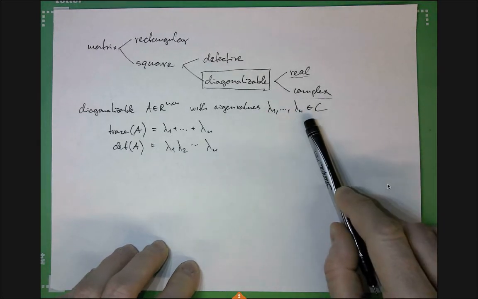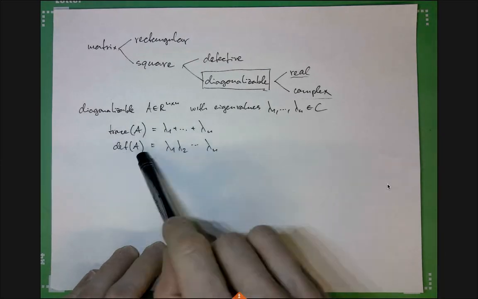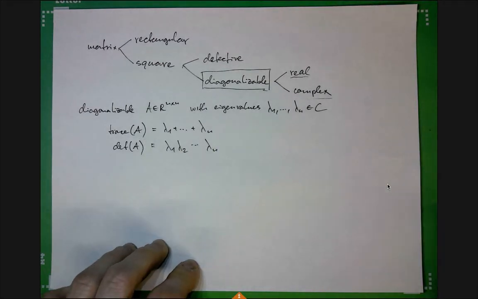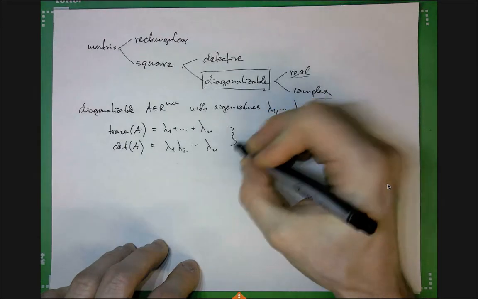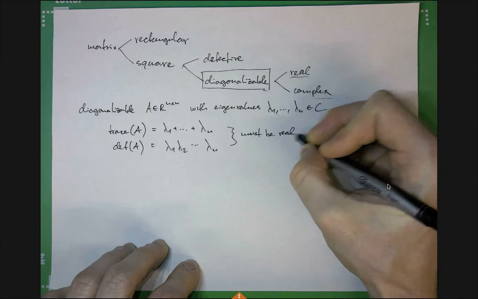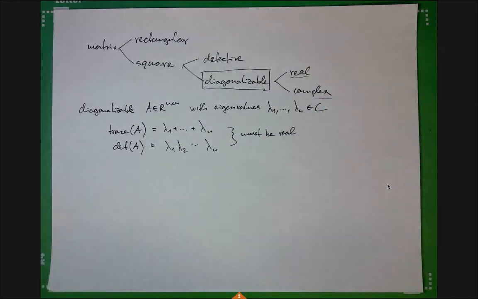By the way, you can also notice one interesting thing, that these lambdas in general are complex, right? But if I started with a real matrix, then the trace and the determinant must be real numbers, right? So these must be real numbers as well. Do you know why? Can you think of a reason? So they must be real, right? Even though every single individual lambda can easily be a complex number. So is there some sort of contradiction in here, or is it fine?